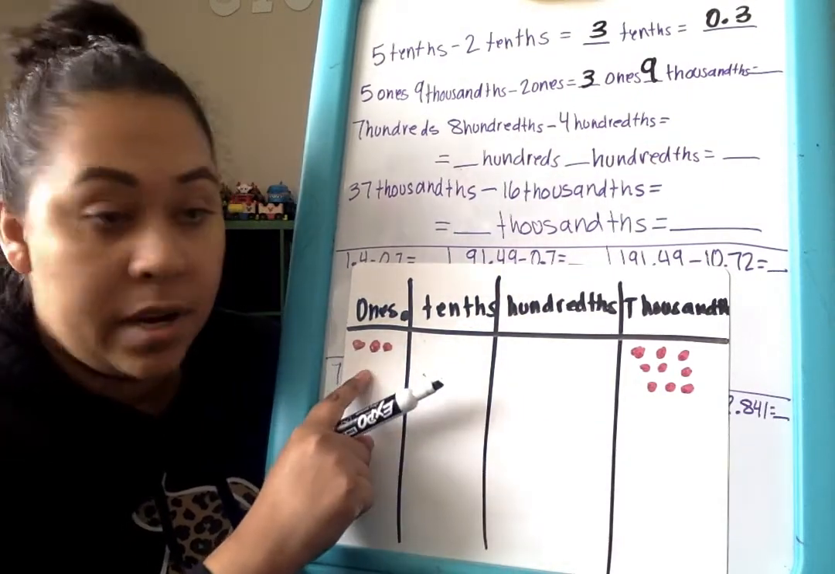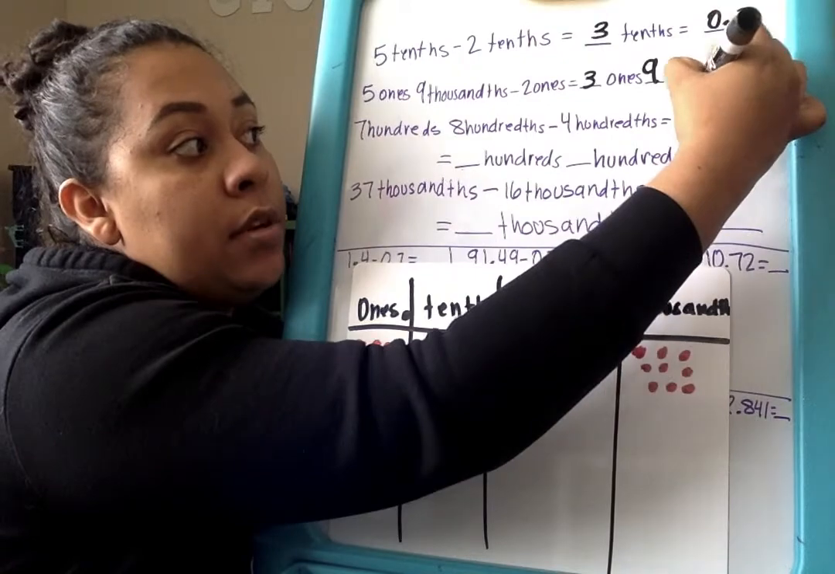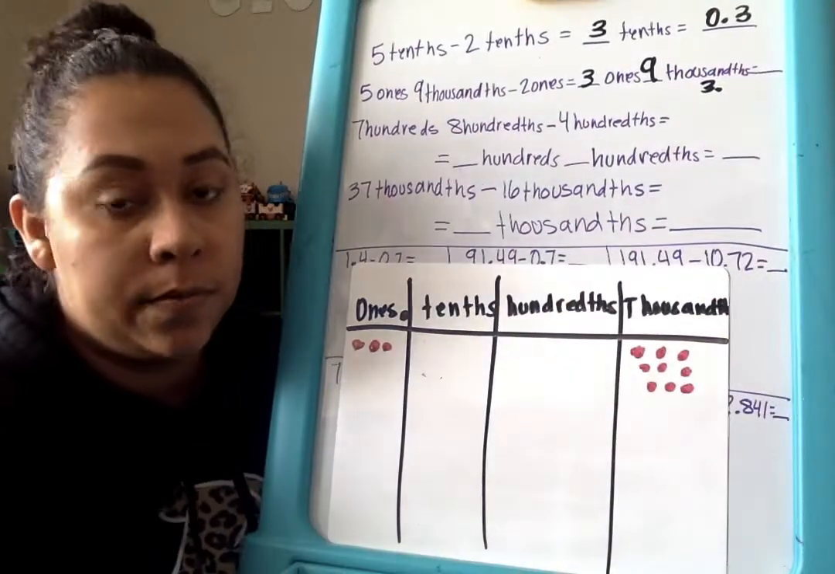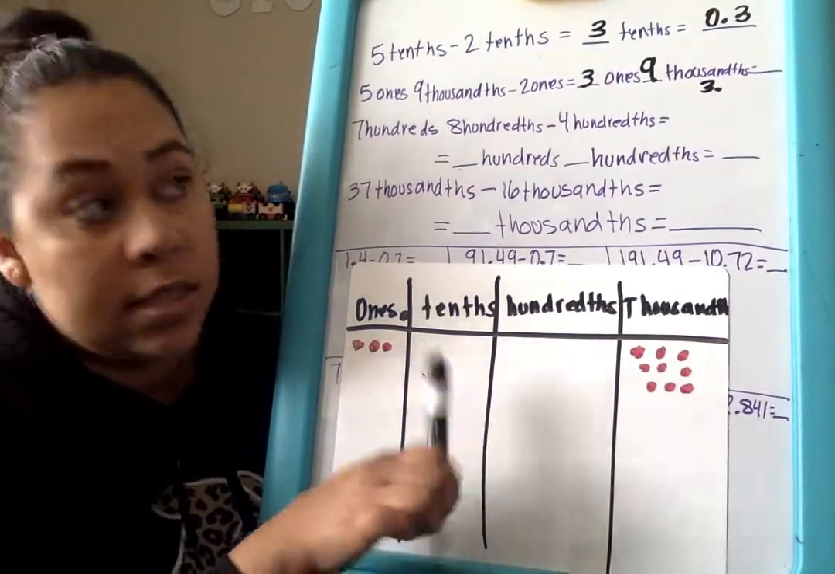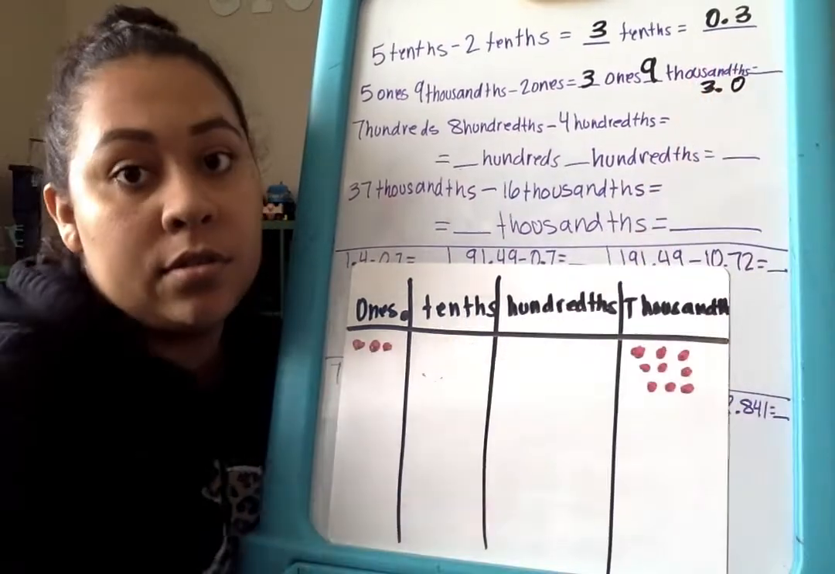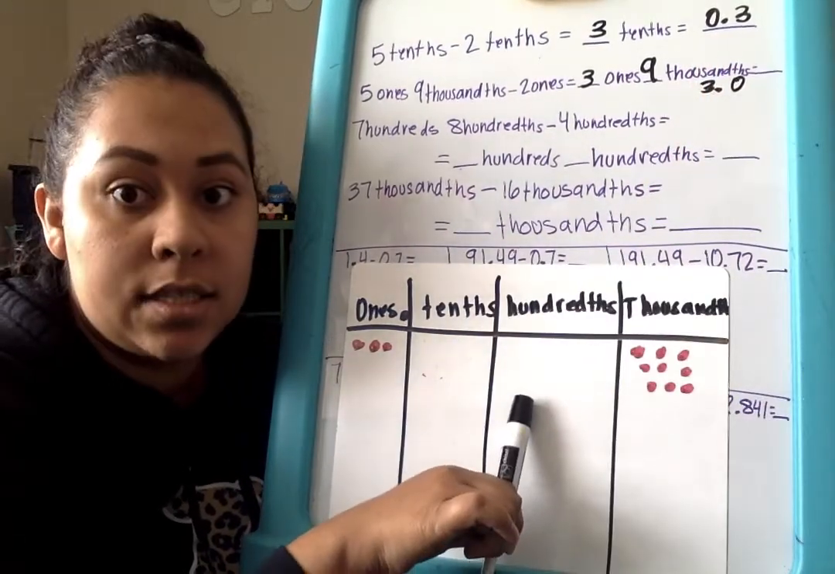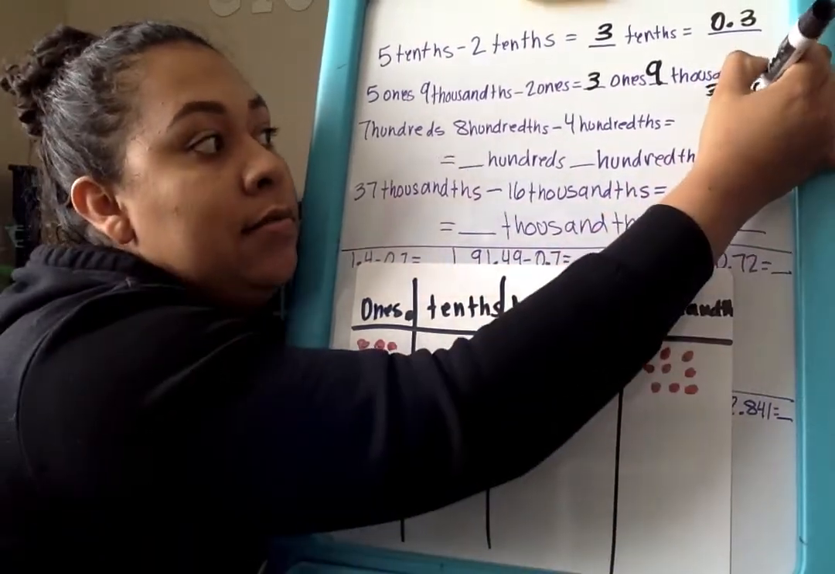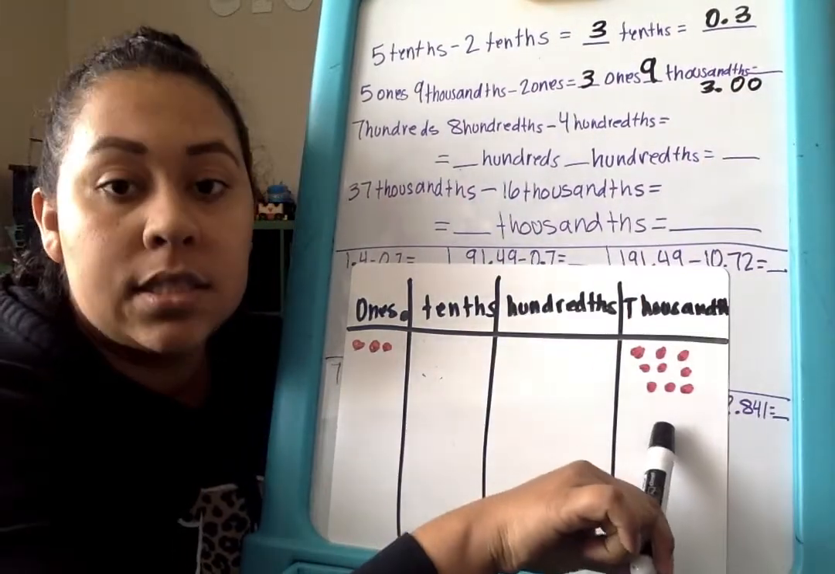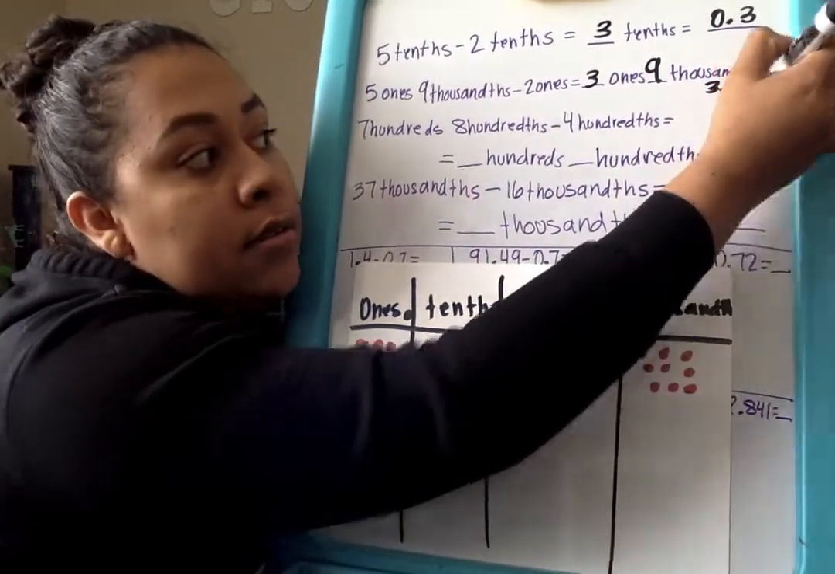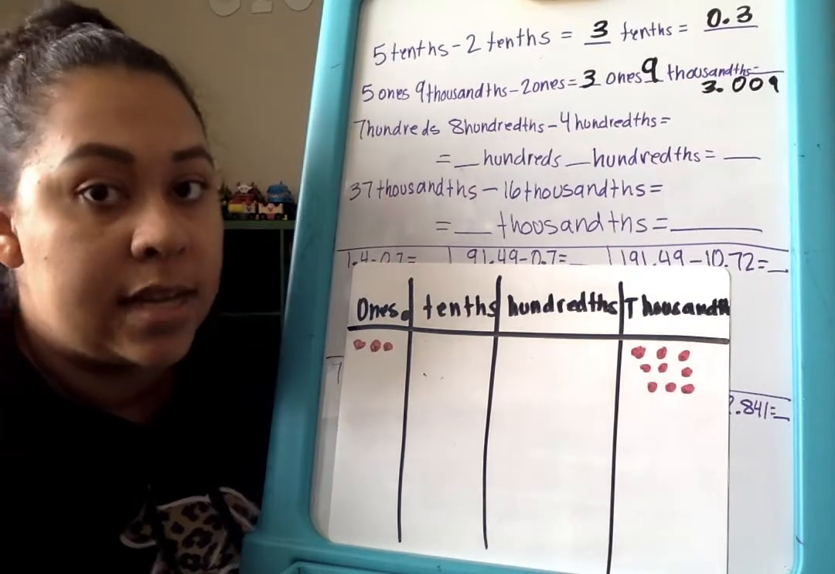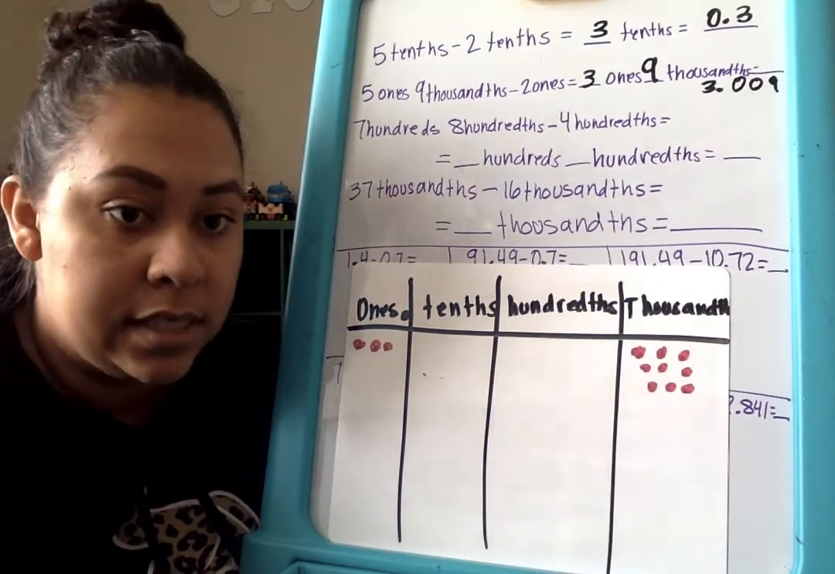So now you need to write that as a decimal, so in standard form. So 3 ones, so that would be 3 and then decimal. How many tenths? 0/10. So you need to put a placeholder, so 0. How many hundredths? No hundredths, so 0. How many thousandths? 9, so 9. Okay, just like that.